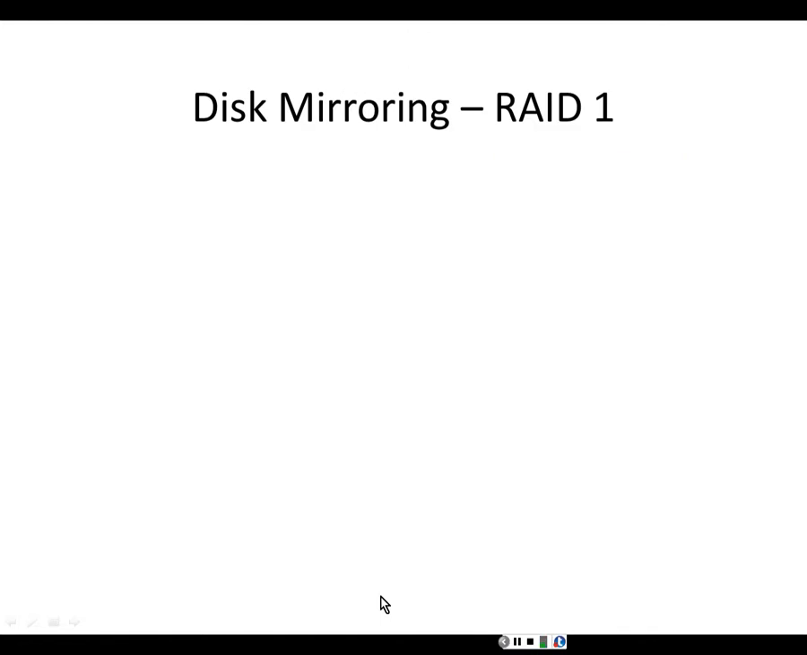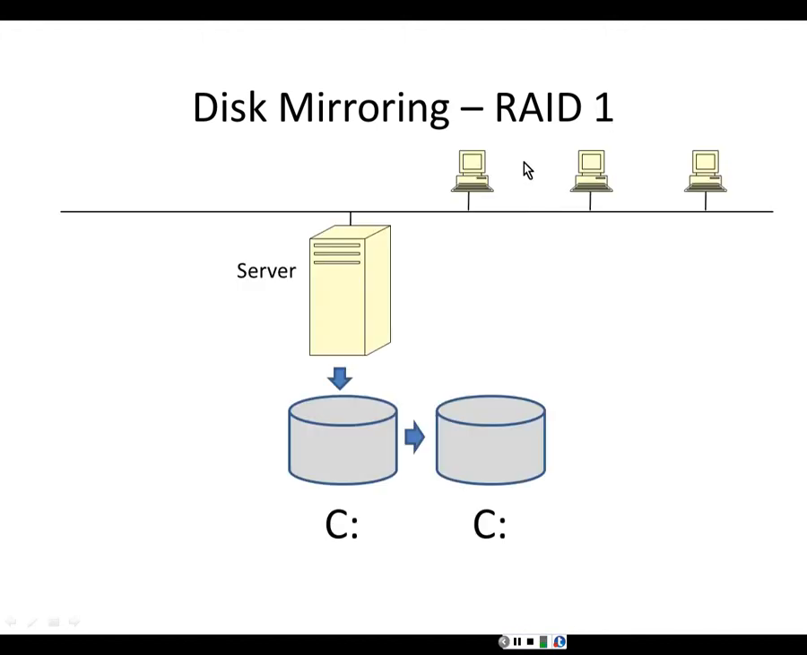Now, RAID level 1 is what they call disk mirroring. Remember, RAID stands for Redundant Array of Integrated Disk Drives. And in mirroring, a user at a workstation would save a file to the hard disk on a server, and the user doesn't know it, but actually that file immediately gets copied to another hard disk, another mirrored hard disk. So if either hard disk crashes, that's okay. We have the other one. Disk mirroring provides fault tolerance.